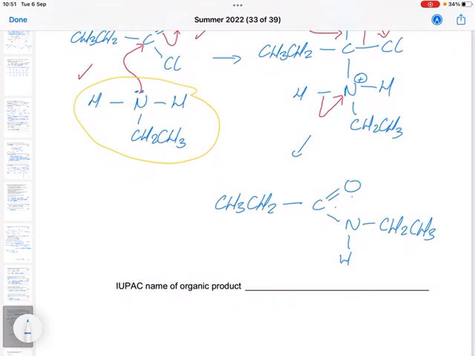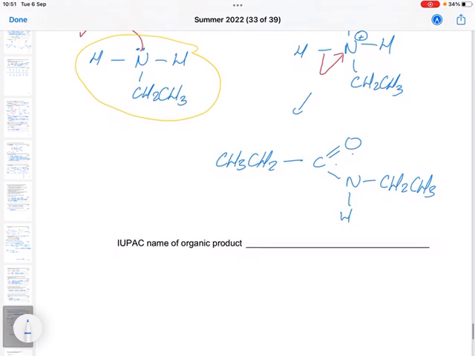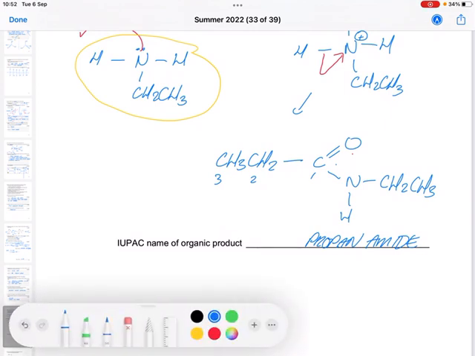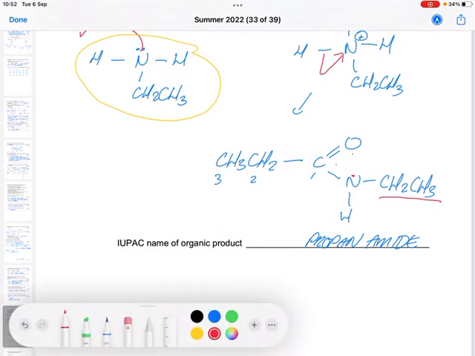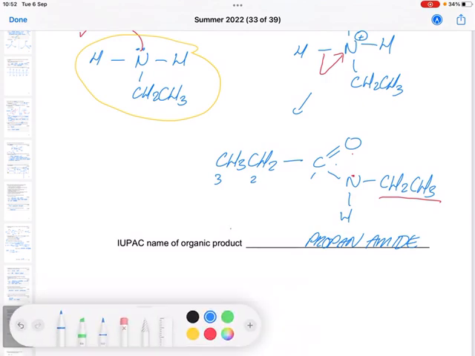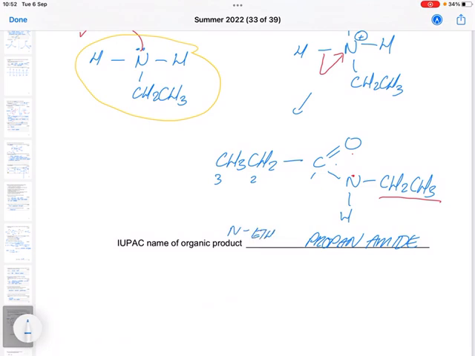The name of the organic product: we're told earlier that it's going to be an amide, so that's going to go at the end. And I've got 1, 2, 3, which means it's going to be propanamide. And then this bit over here is an ethyl, and normally we use numbers, but we haven't got a number, we've got an N instead, so that's going to be N-ethyl. So N-ethyl propanamide.